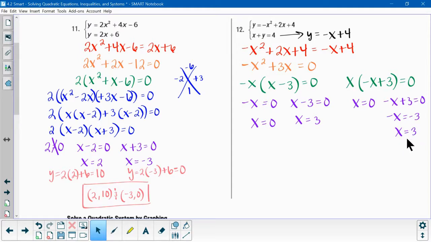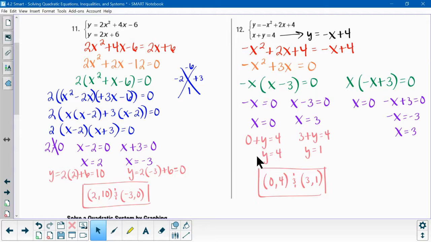So let's go ahead and find our y values. So when I plug in x equals 0 into my second equation, I got y equals 4. When I plugged x equals 3 into my second equation, I got y equals 1. My two solutions are the ordered pairs (0, 4) and (3, 1).